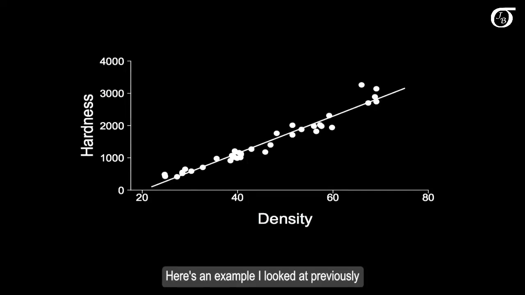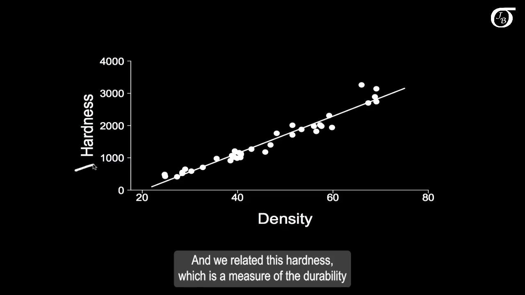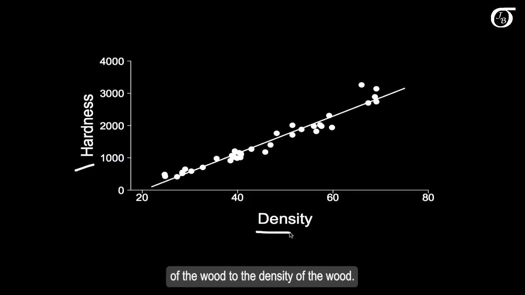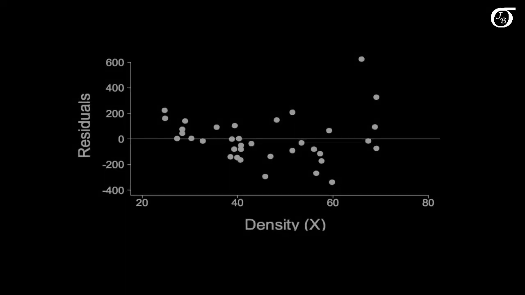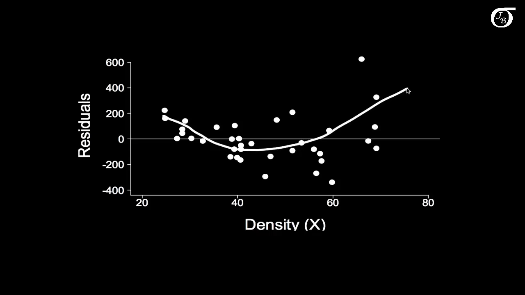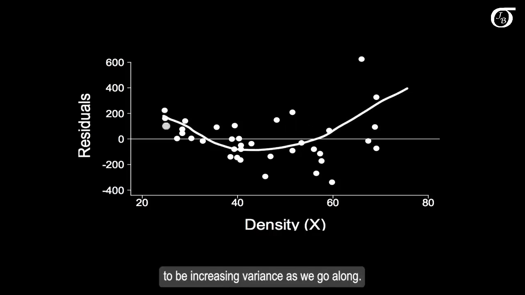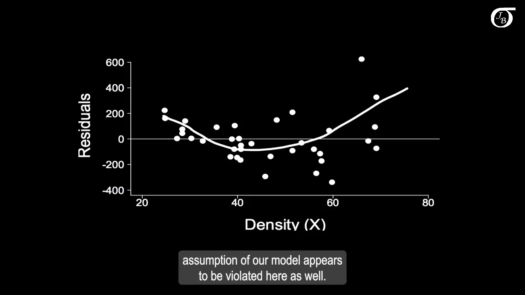Here's an example I looked at previously that involved 36 species of Australian timber, and we related this hardness, which is a measure of the durability of the wood, to the density of the wood. And we fit a line through those points, and an assumed linear relationship is certainly not the worst model in the world. But when we plotted the residuals for this model, there's this clear curvature here. And as well, there appears to be increasing variance as we go along. The variability of the residuals is increasing as density increases. And so that common variance assumption of our model appears to be violated here as well.